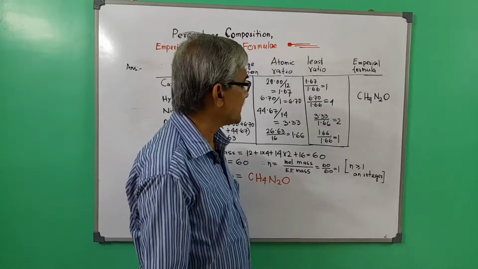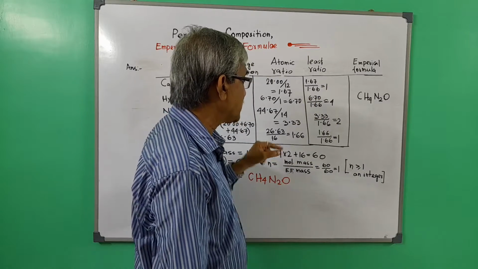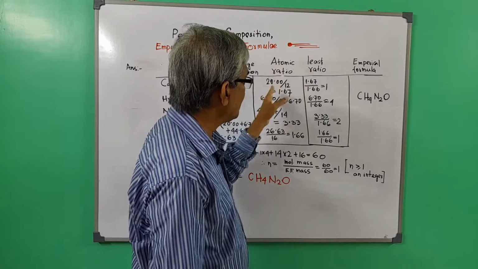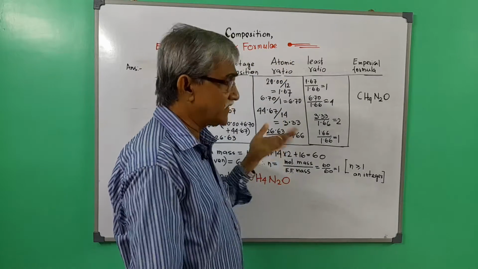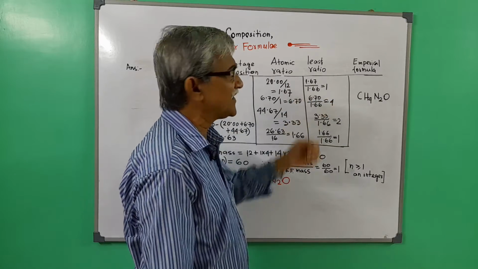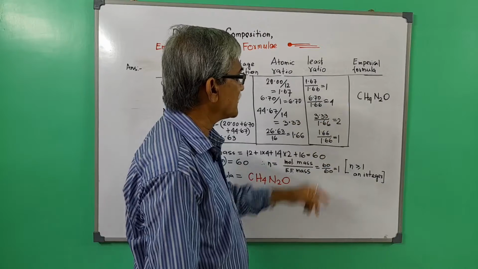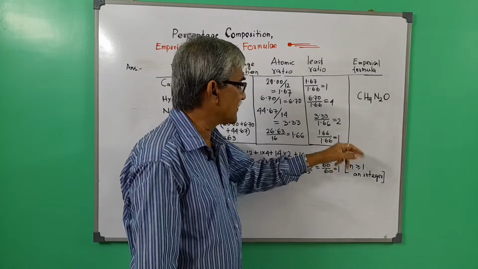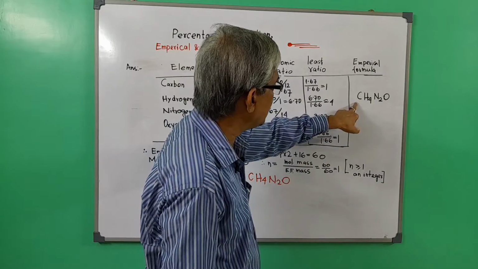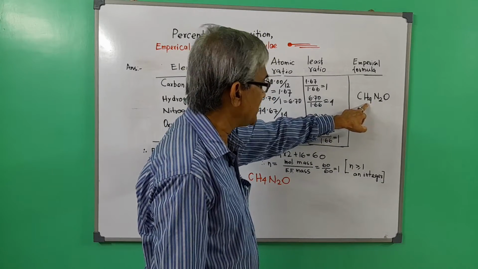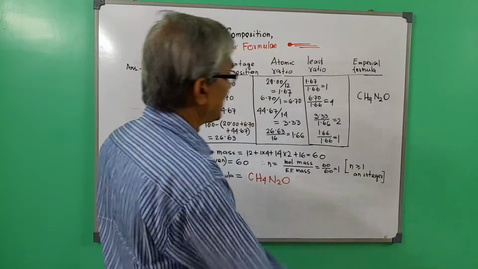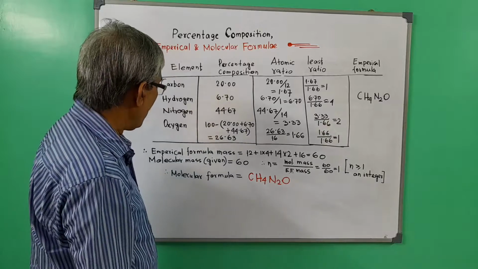The next column is the list ratio. In this column, what you have to do is take the least number and divide all these ratios by it such that you can get an integral value. So it is 1.67 by 1.66, roughly 1. This roughly equals 4, this is 2, and this is 1. So this gives you the empirical formula. Carbon is 1, so C. The hydrogen is 4, so H4. Nitrogen is 2, so N2, and oxygen is 1. So the empirical formula is H4N2O.